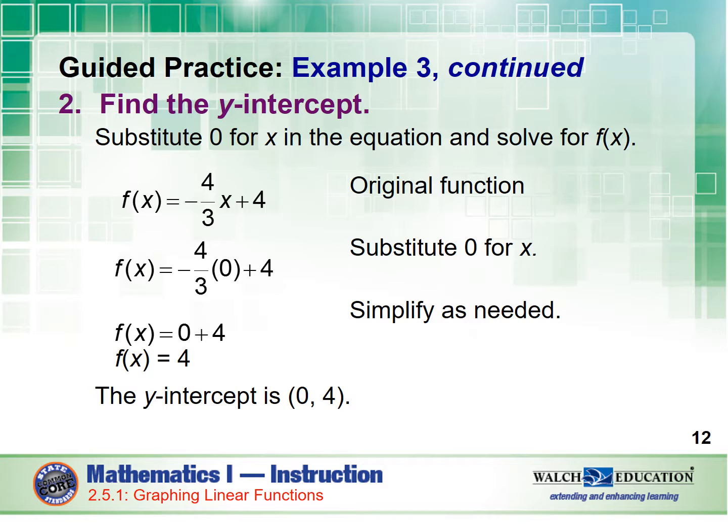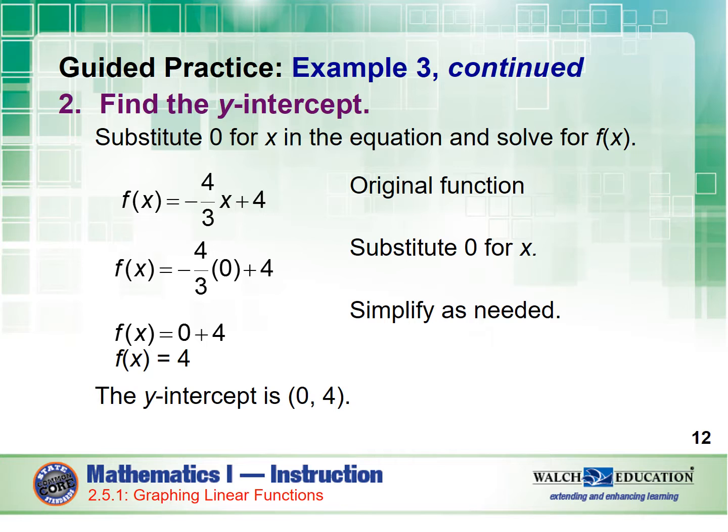So now we're going to do the same thing, similar thinking, to find the y-intercept, only we're going to substitute 0 for x in the equation instead of substituting 0 for y. So you're going to start with your original function, which is f of x equals negative 4/3 x plus 4. That is our starting point.